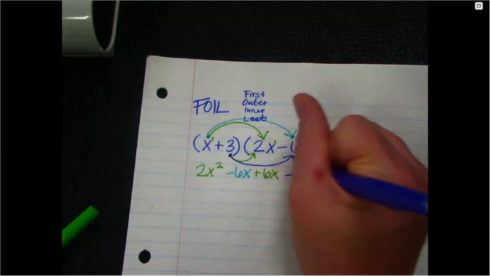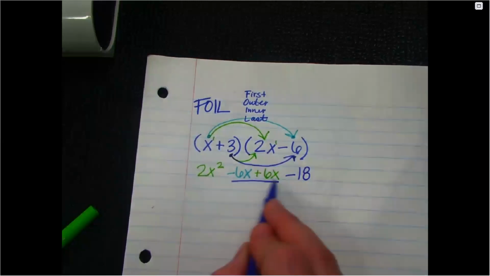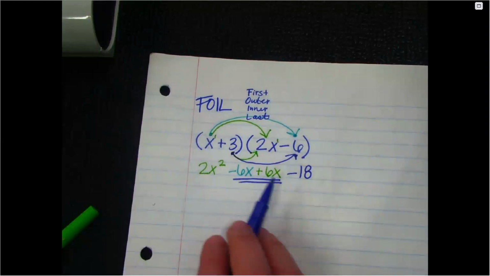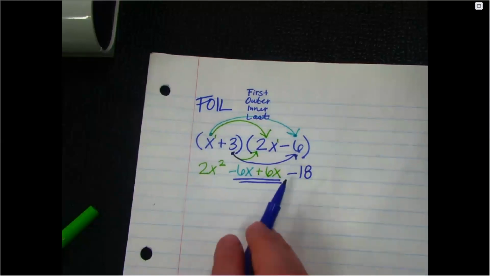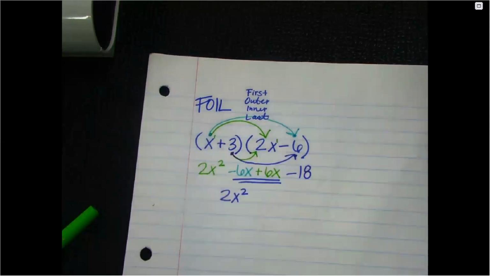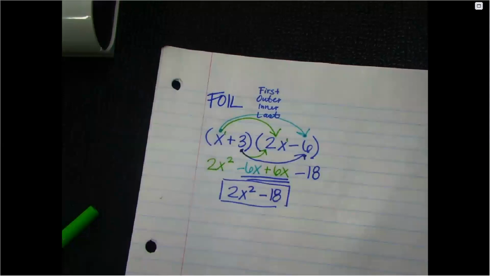Then you need to combine your like terms. Normally, your like terms will be right here beside each other, which those are. So if I have a negative 6x and a positive 6x, what's going to happen here? It's going to cancel out. So we're going to just have our 2x squared. We're not going to write anything for those x's. They cancel out, minus 18. That's your answer.